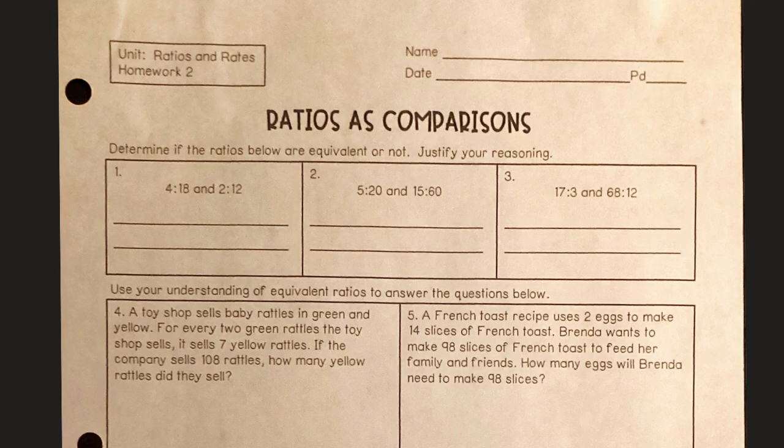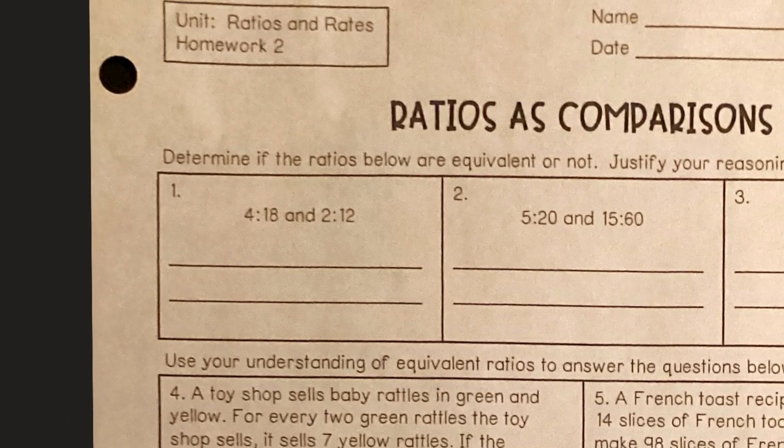At the very top of this page, it says determine if the ratios below are equivalent or not, and then justify your reasoning. So when looking at question number 1, we have a 4 to 18 ratio and then a 2 to 12 ratio. If I set those up as fractions, 4 over 18 equal to 2 over 12, I have to ask myself what my relationship is between these two ratios. So how do I get from 4 to 2? Well, I divide by 2.